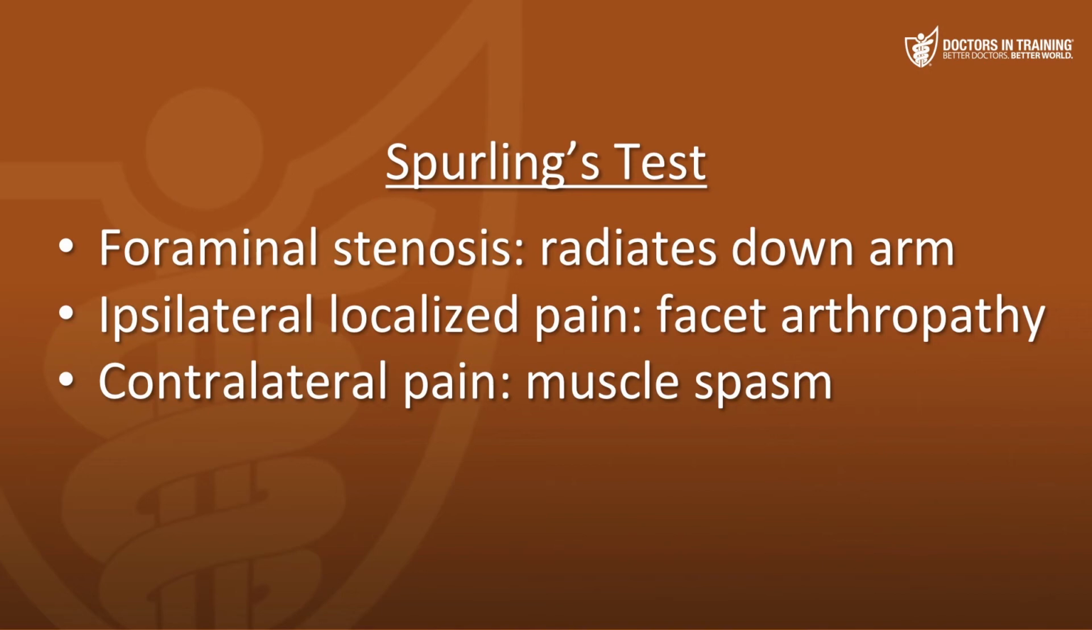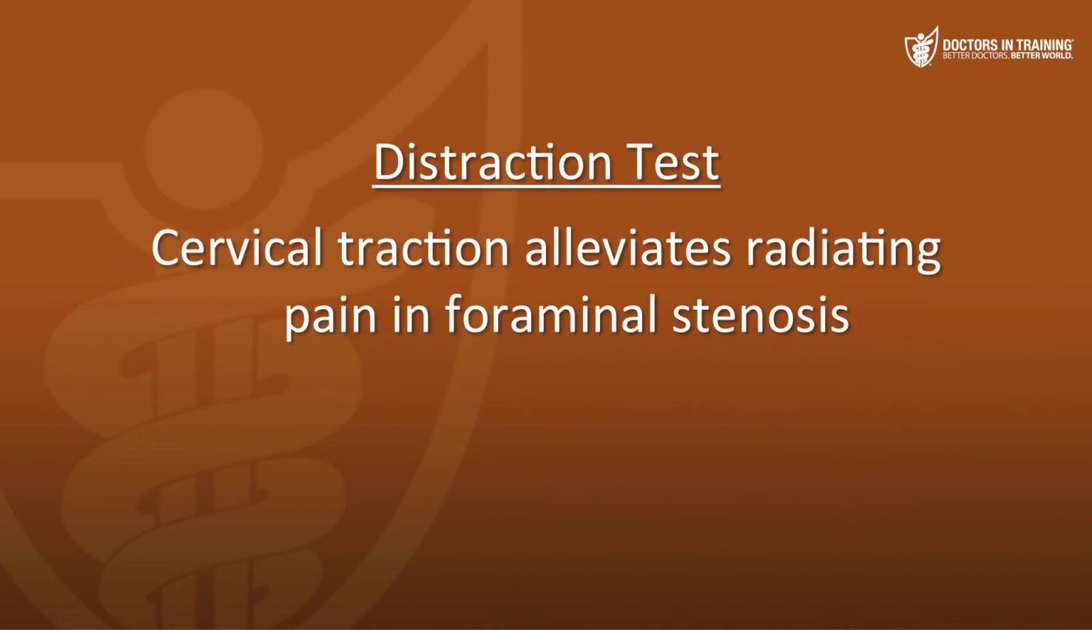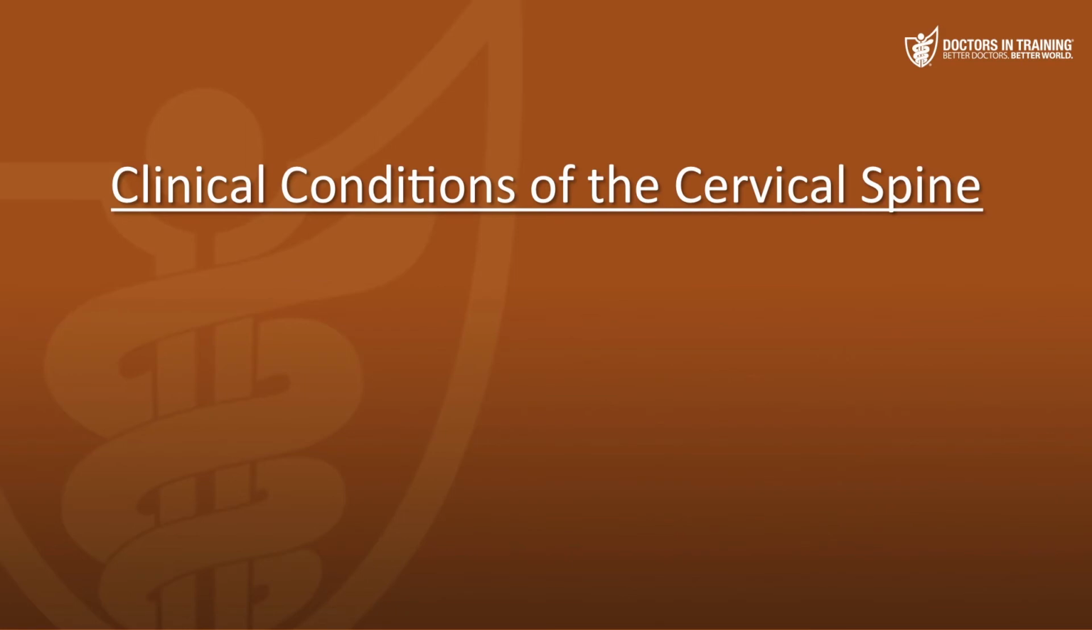Finally, if the pain is felt on the opposite side of the same level, then muscle spasm or strain on the contralateral side is more likely the culprit. The distraction test is the exact opposite of the Sperling's and will alleviate radiating pain from foraminal stenosis. Other cervical spine tests are Wallenberg and Underberg's tests, but these help test for vertebral insufficiency, which is a big contraindication for cervical HVLA. That transitions well into our next and final topic for this video, clinical conditions of the cervical spine.